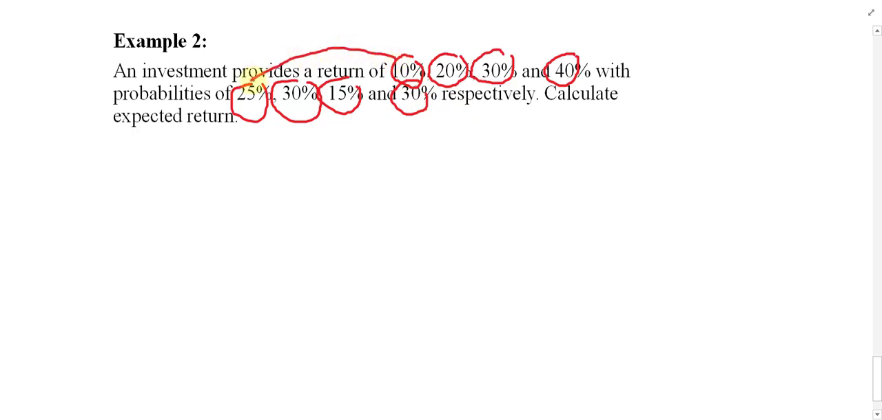Respectively means the first one for the first one and the second one for the second one, right? Second one for the second. So these are the expected returns and these are the probabilities. So we have to calculate the expected return.